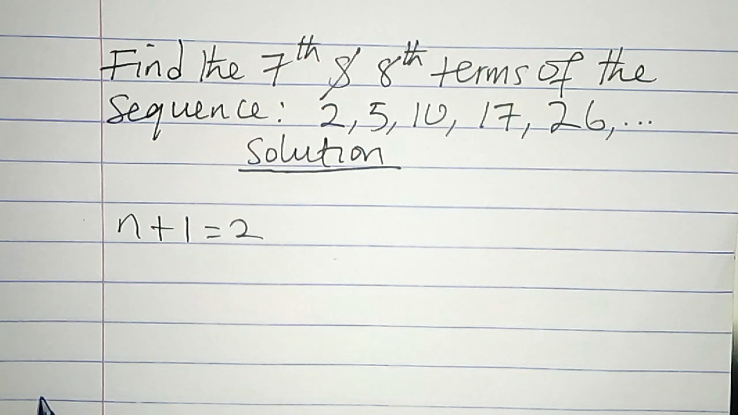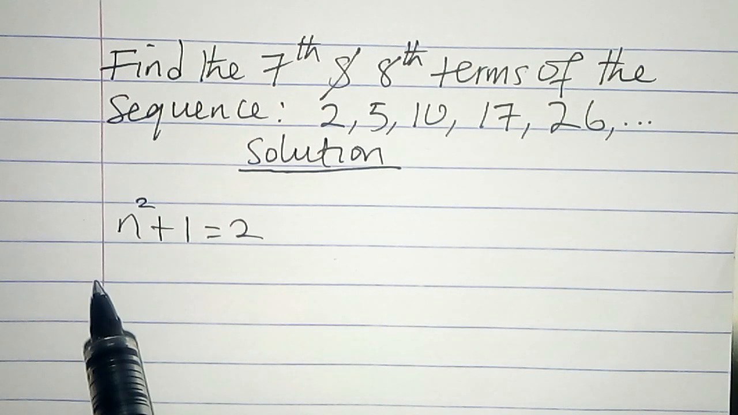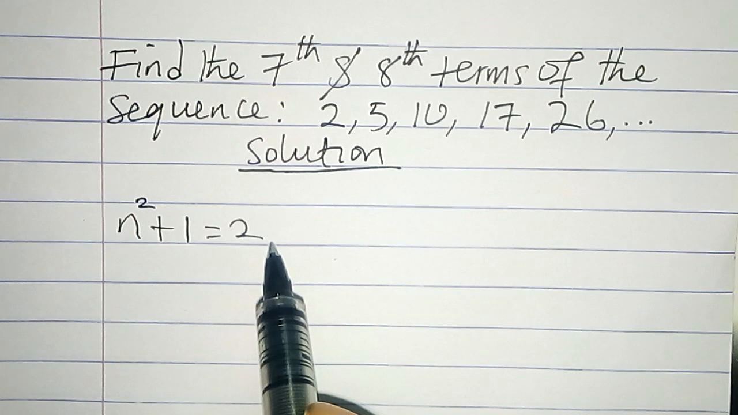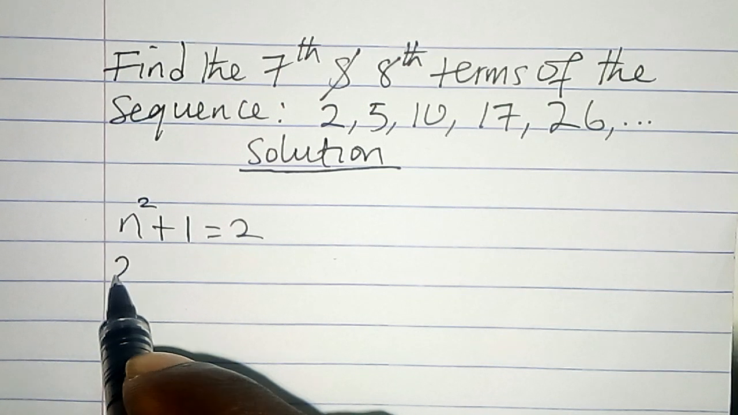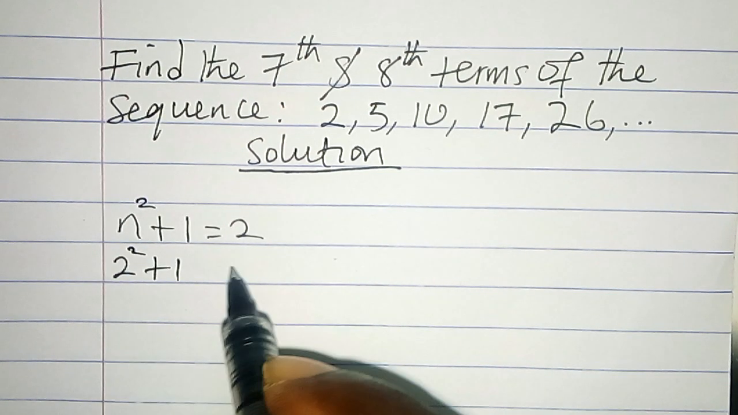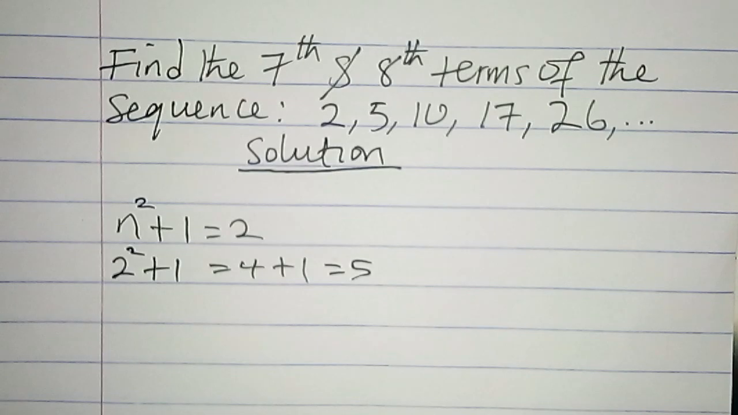What if we try n squared plus 1? N squared plus 1. So let's do it for the first one. 1 squared is equal to 1, plus 1 will give us 2. Okay, it's working for the first term. So let's try it for the second term. 2 squared plus 1. 2 squared is 4. 4 plus 1 is giving us 5. So we are getting it for the second term. So let us try it now for the third term.